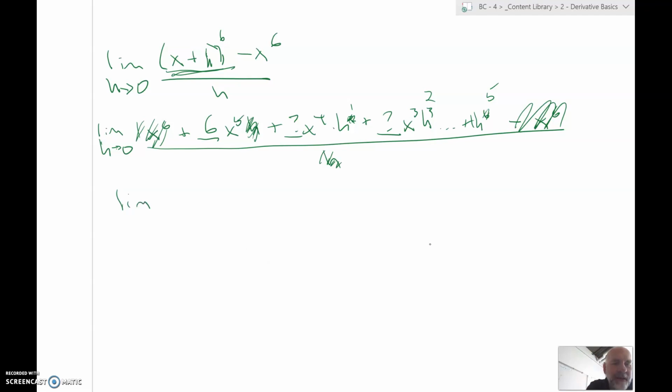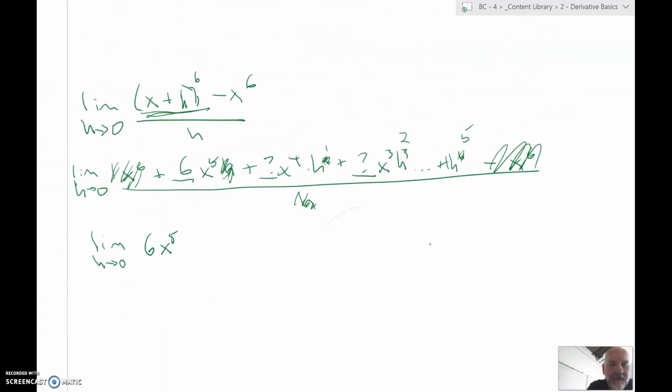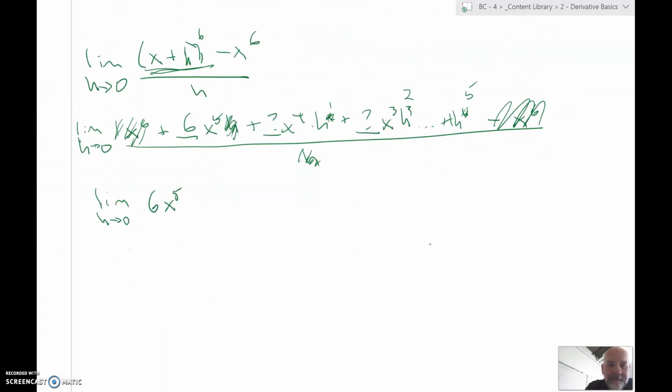So what we have is, as h goes to 0, we'd have 6x to the 5th, but that h is gone, fine. And then the next one, we'd have plus something, we don't know what it is, times x to the 4th times h to the 1st. And then the next one, we don't know what that is, times x to the 3rd h squared, and then plus, and eventually we get to the h to the 5th. Now there's no denominator with h in it.